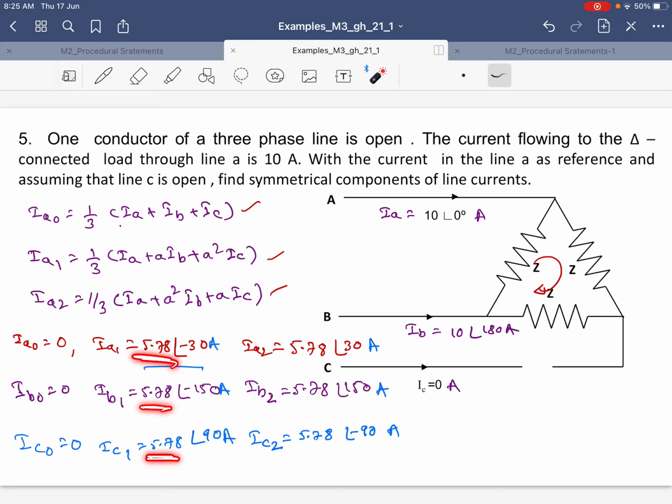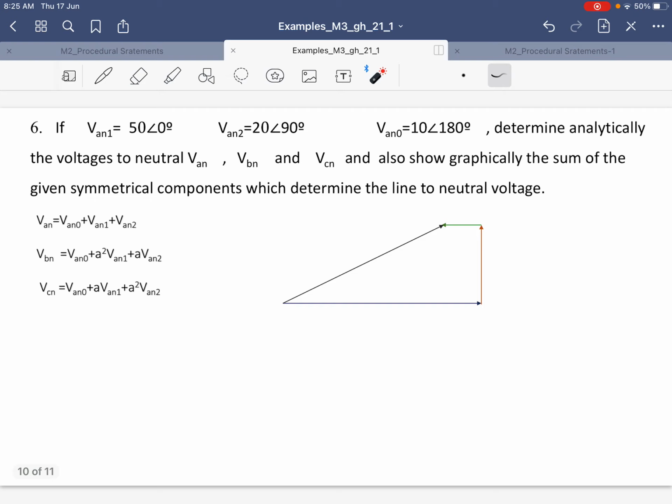If you observe here, the magnitudes of all the positive sequence components have the same value and the phase displacement is 120 degrees. Similarly, the negative sequence components have equal magnitudes and the phase displacement between each other is once again 120 degrees. This is how we calculate the zero, positive and negative sequence values of the unbalanced phasors. Then we'll move to the example.